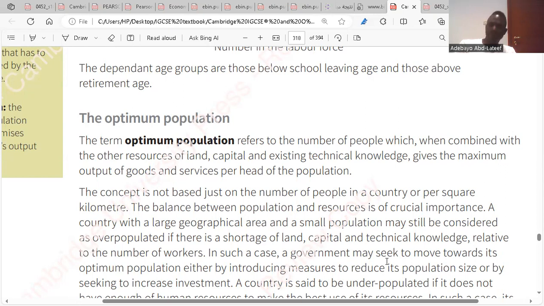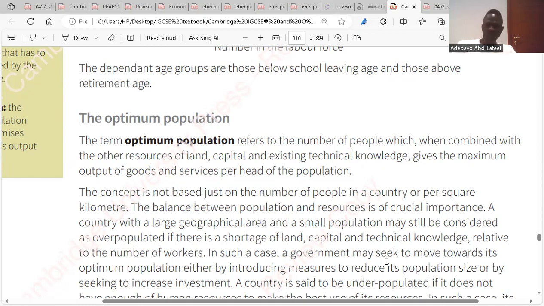So it matches. Look how they said this refers to the number of people which, when combined with other resources of land and other factors of production, gives the maximum output of goods and services per head of the population. So the number of the population matches the resources available in that country. Here we're talking about the population to the resources. If the population and the resources are equal, it's optimal.